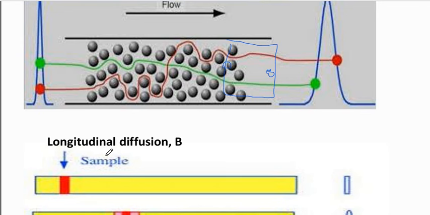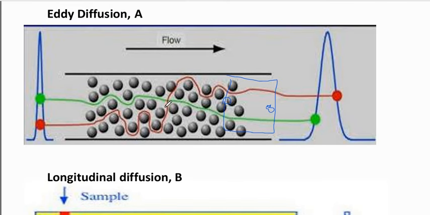The next one is factor B. Factor B we call the longitudinal diffusion. So if the analyte itself moves down the column, let me even come back to factor A. So what will cause multiple paths in the chromatographic column?